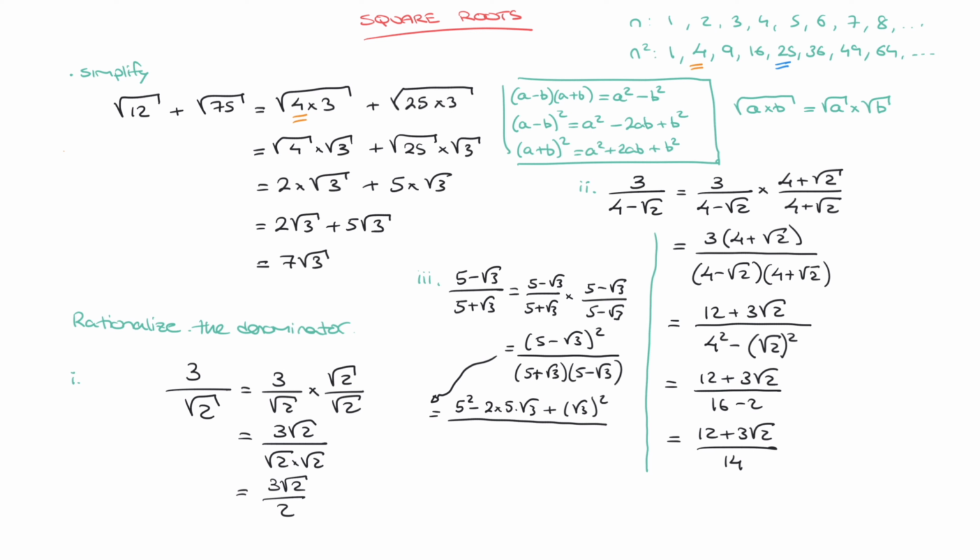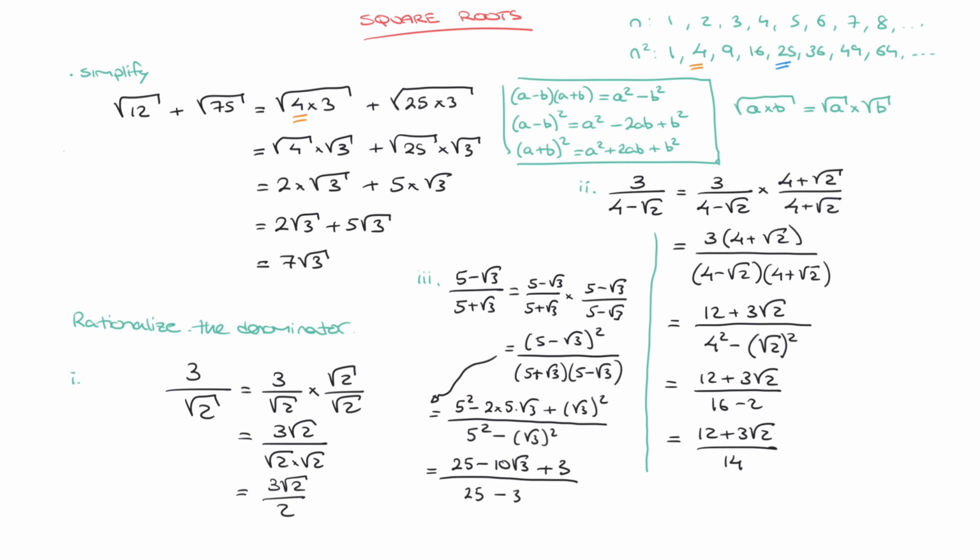Because there I'm using the same result as we did earlier on. And so that's going to be 5 squared minus the square root of 3 squared. Okay, now it's just a matter of tidying all of this up. That's going to equal 25 minus 10 root 3 plus the square root of 3 squared, which is just 3. And that's written over 5 squared, which is 25, minus the square root of 3 squared, which is 3.